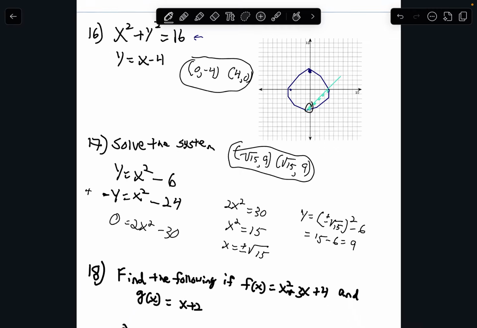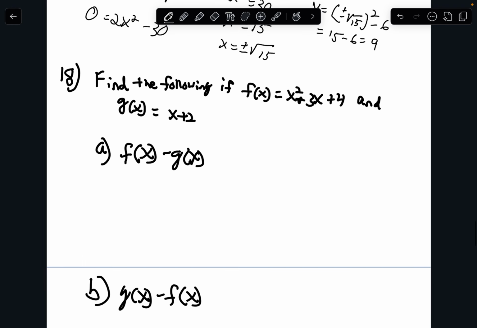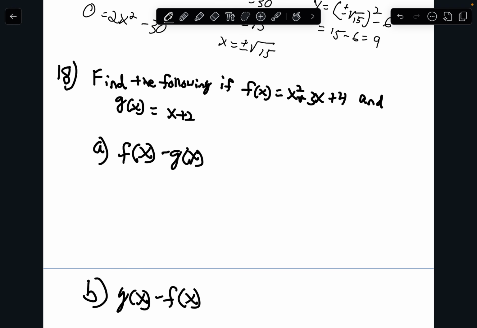All right. Now, this is the stuff we were working on just recently. Find the following if f of x equals x squared plus 3x plus 4 and g of x equals x plus 2. Oh, come on. I was going to try and change the color, but I can't.